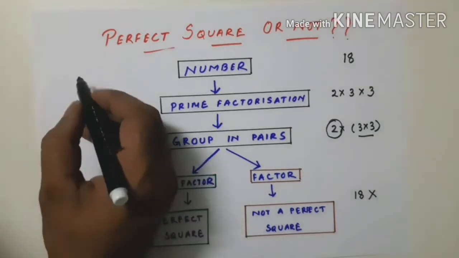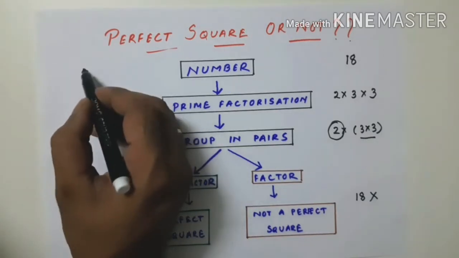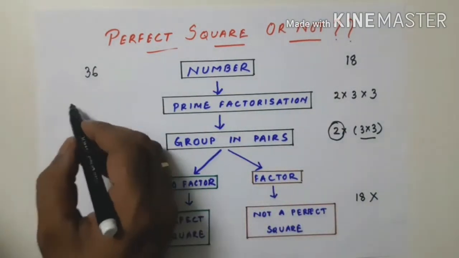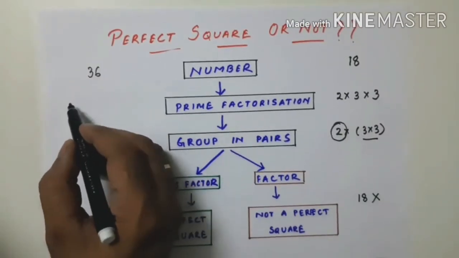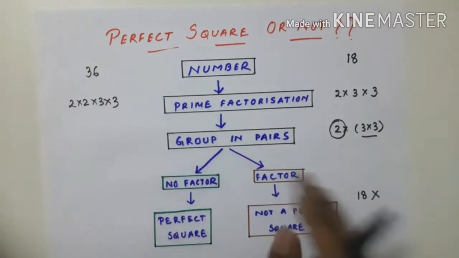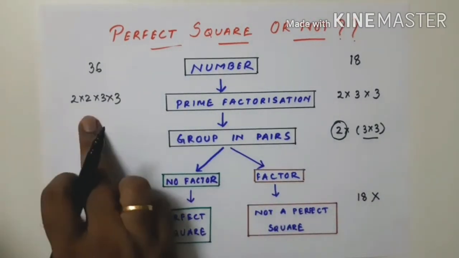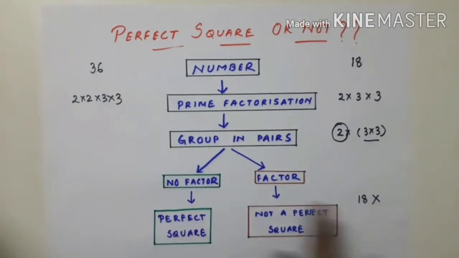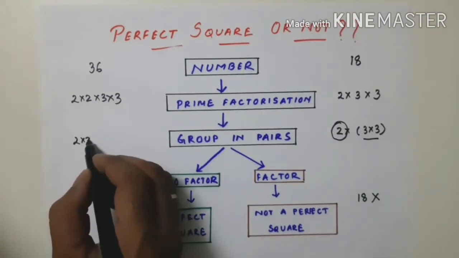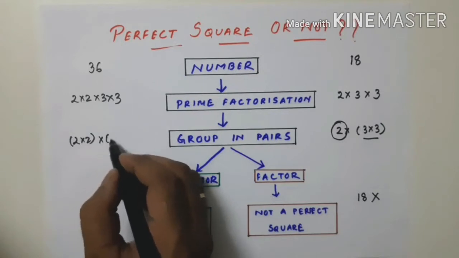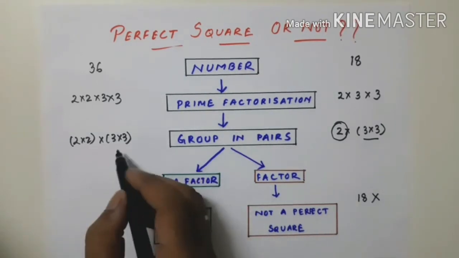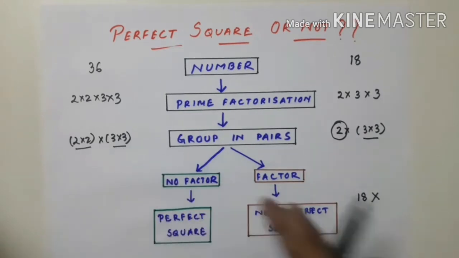So like this, suppose we take a number 36. Now 36 will prime factorize. So 36 can be written as 2 into 2 into 3 into 3. So it comes like 2 2s are 4, 4 3s are 12, 12 3s are 36. Next thing, group in pairs. So there are two 2s, so that is one group. Again we have 3 into 3, that is another group. So these are called paired groups. So 3 into 3 is one group, 2 into 2 is another group.